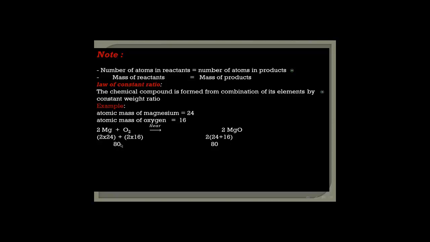So the reactant mass will be 80 grams. And the product mass will be 2 and open brackets Mg mass 24, oxygen mass 16. So 24 plus 16, the result times 2 will be 80. So the mass of reactants in a chemical equation must be equal to the mass of products. So this equation is balanced.